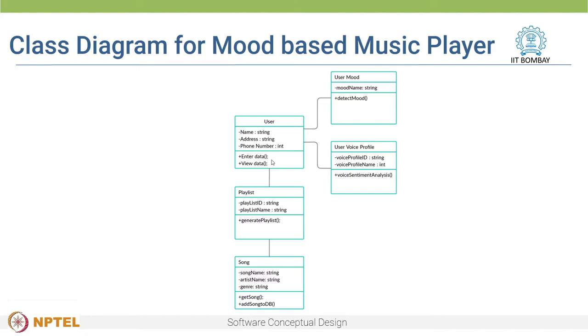We see that the class diagram models relevant classes like the user voice profile, the playlist, the songs, and so on. Each of these classes contain data members and functions necessary to realize certain behaviors of the mood-based music player. For example, the user mood class has a data attribute mood name, which stores the current mood of the user. The detect mood function in the user mood class updates the mood name variable based on the user and the user voice profile data.